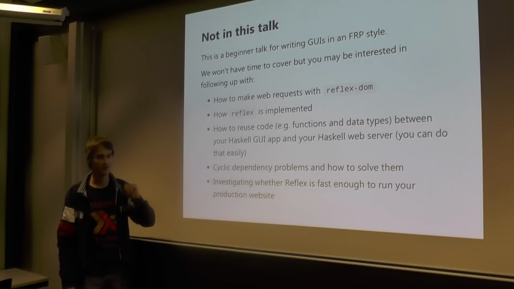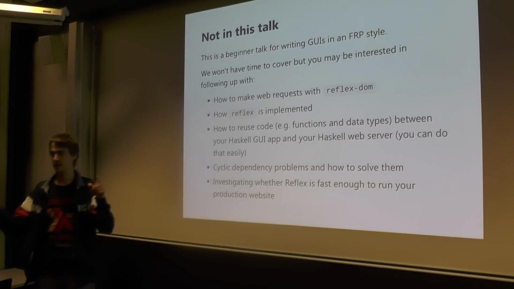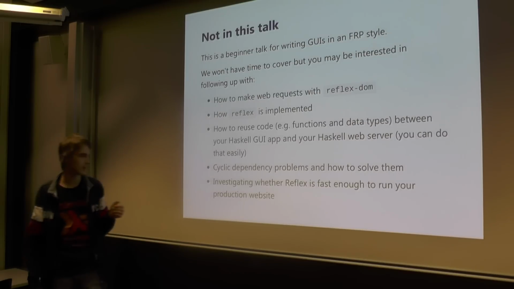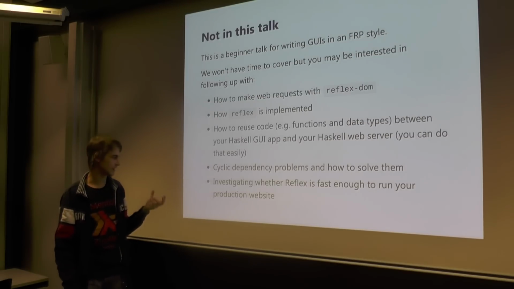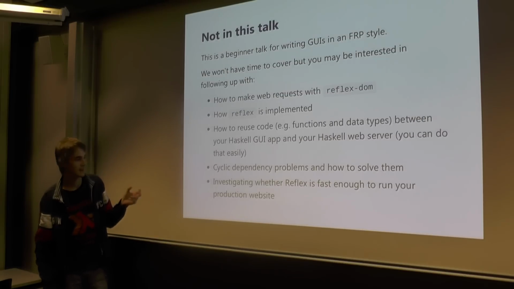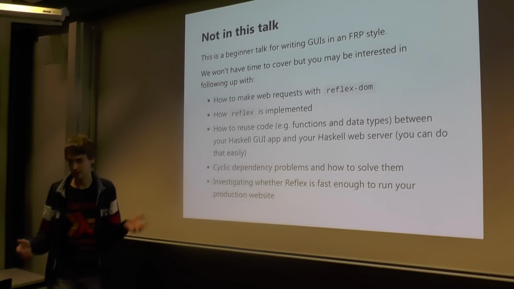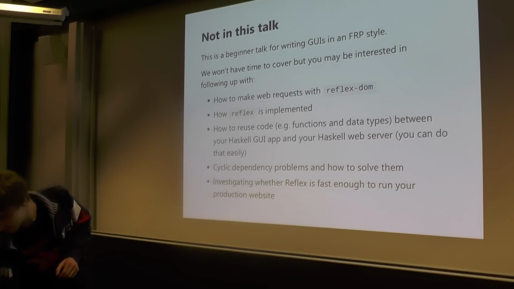How you can have cyclic dependency problems when you have things updating each other at the same time and in turn spinning your CPU 100%, and how to attack solving these problems, and investigating whether Reflex is fast enough in general to build Facebook, for example. We will not look at this here.